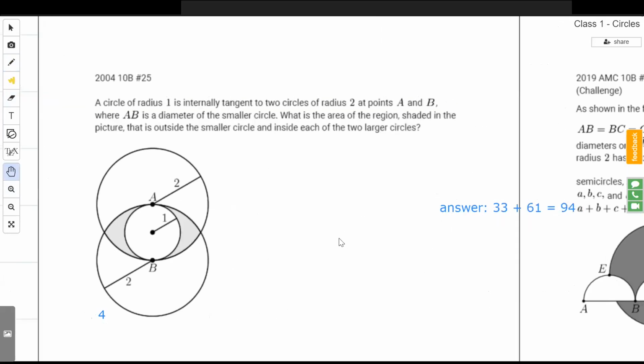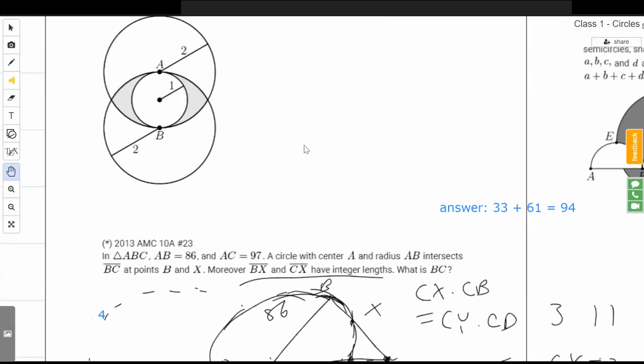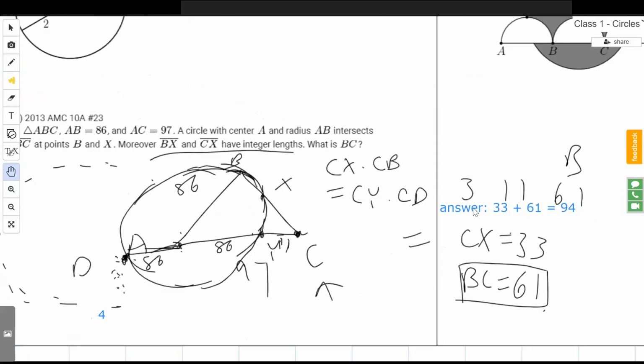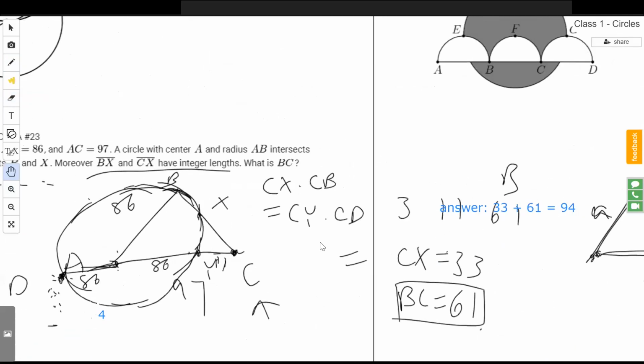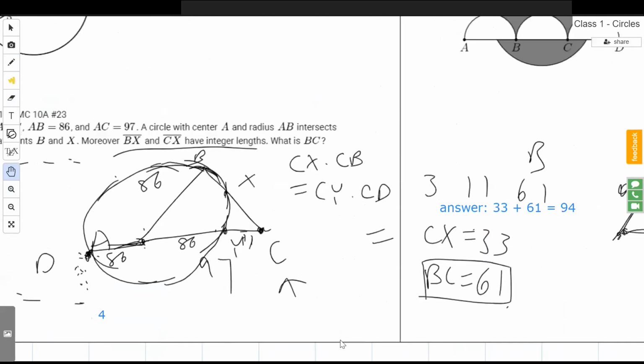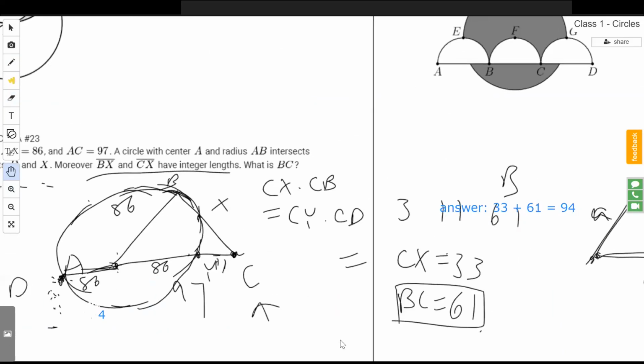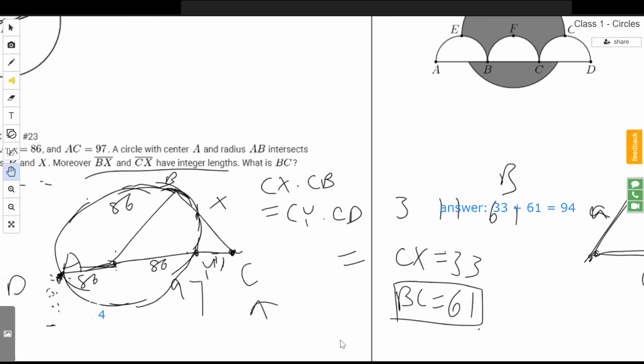I'll make sure to, no, whoever annotated that, you are not correct. The answer is 61 because if you notice, BC contains CX. So we're not adding CX to get BC. The 61 is just CB.